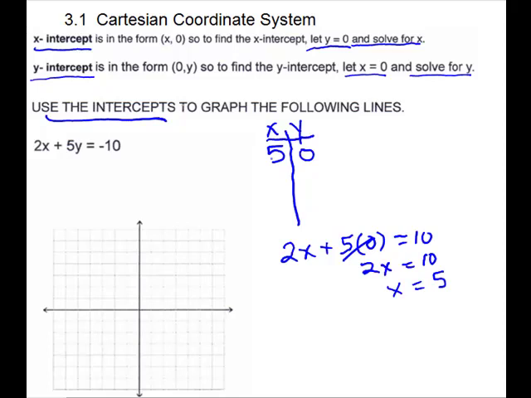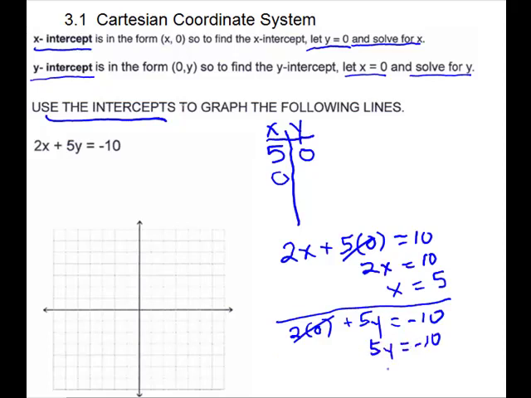Then switch and put the 0 in the other one. Right? And so now 0 is going into the x. This piece cancels. 5y equals negative 10. Divide by 5. So y will equal negative 2. And they're supposed to land on the x and y axis. So first we have 5 zeros. Start at 0, 0. 1, 2, 3, 4, 5.